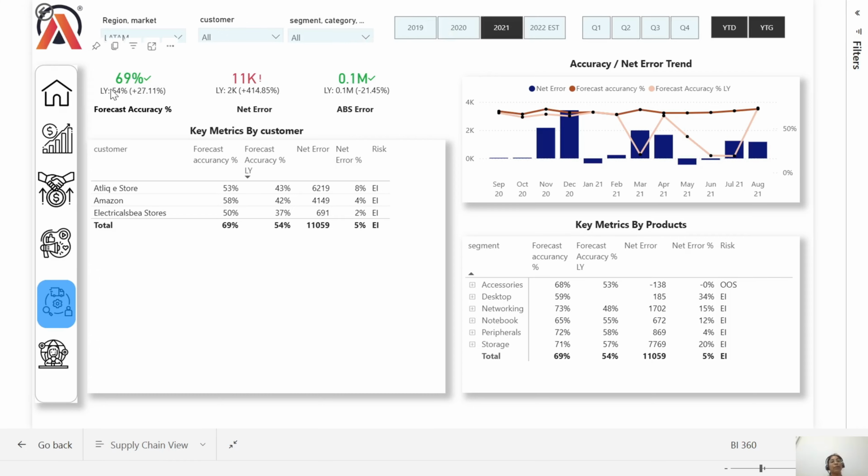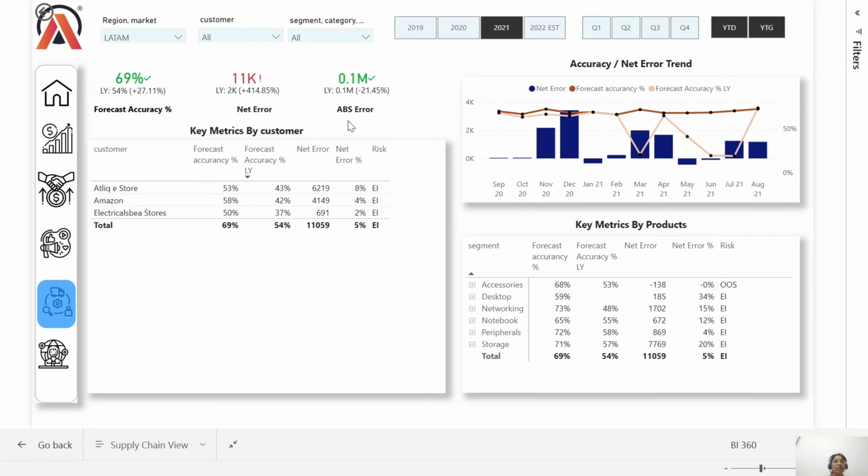Here the top KPIs show last year versus the current year. Forecast accuracy compared to last year, this year we have improved by 27 percentage points; high accuracy means our forecasts are more reliable. Then moving to the net error. Net error represents the difference between the forecast quantity and the sales quantity. Compared to last year, this year we have 11K total bias. It's showing in negative. Negative means AtliQ's prediction was overstock, meaning excess inventory. That is the reason you have to look at the customers and the products; the maximum customers and products meet the excess inventory here.